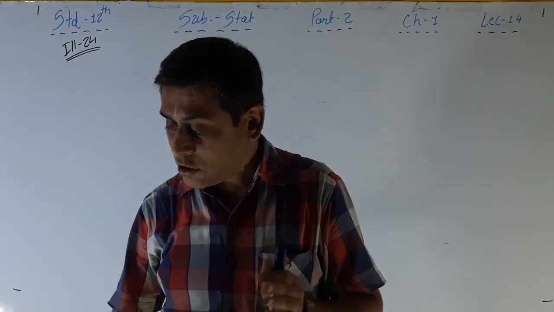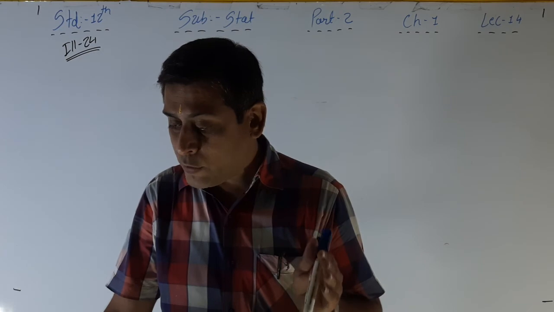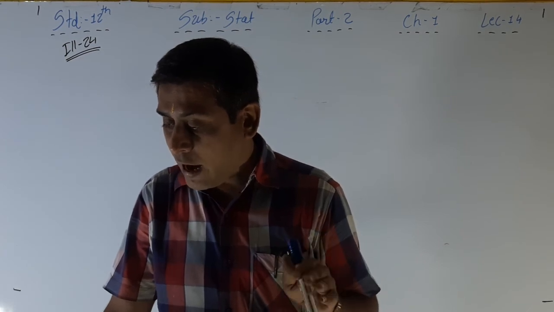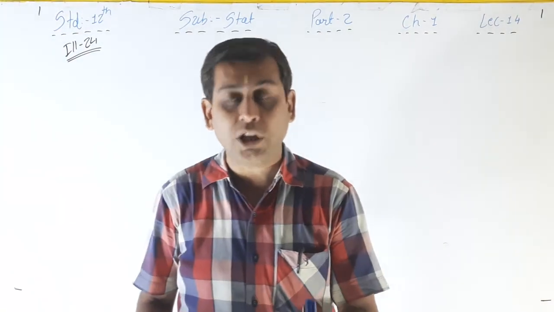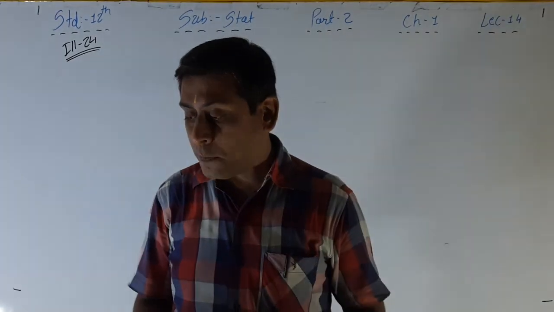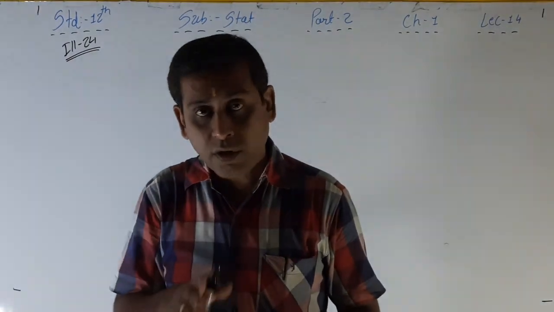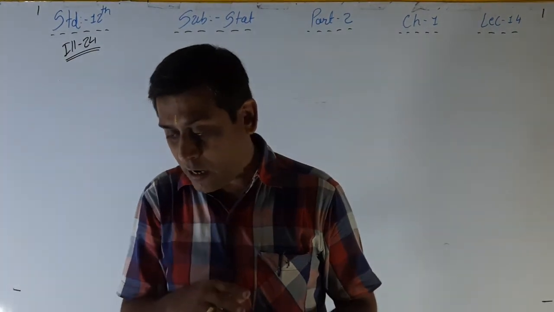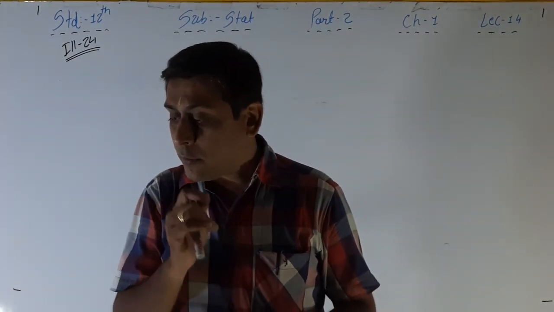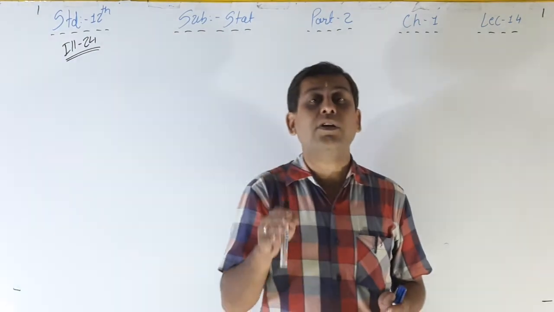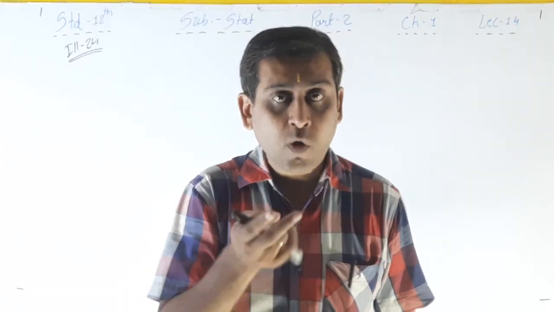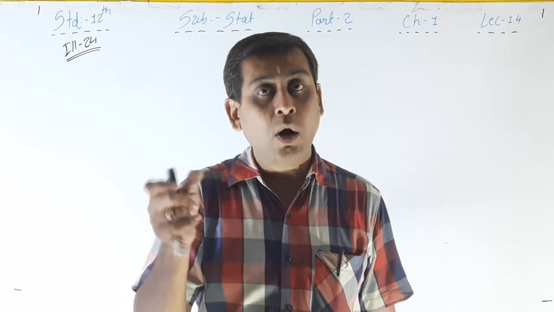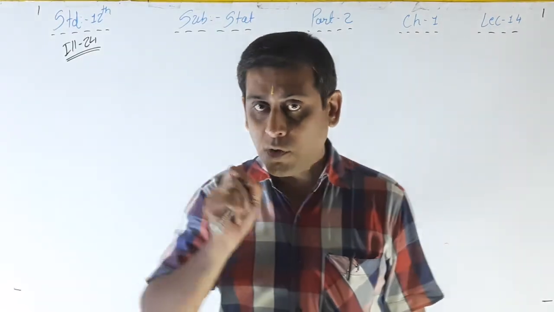P of A dash is equal to 0.3, P of B is equal to 0.6, and P of A union B is equal to 0.83. We want P of A intersection B dash, which we can say is A minus B, and P of A dash intersection B, which we can say is B minus A. We want to find out these two on the basis of the given information.